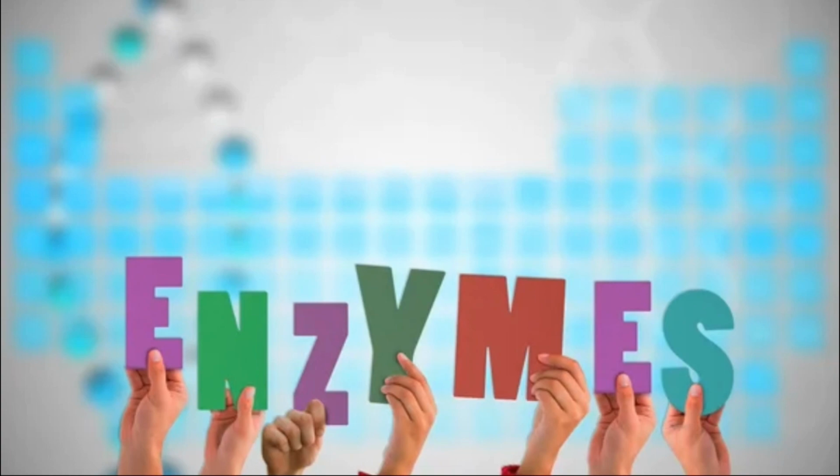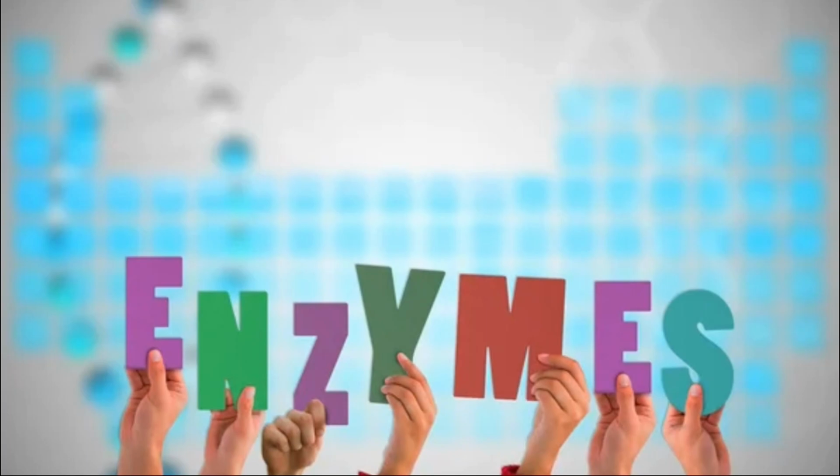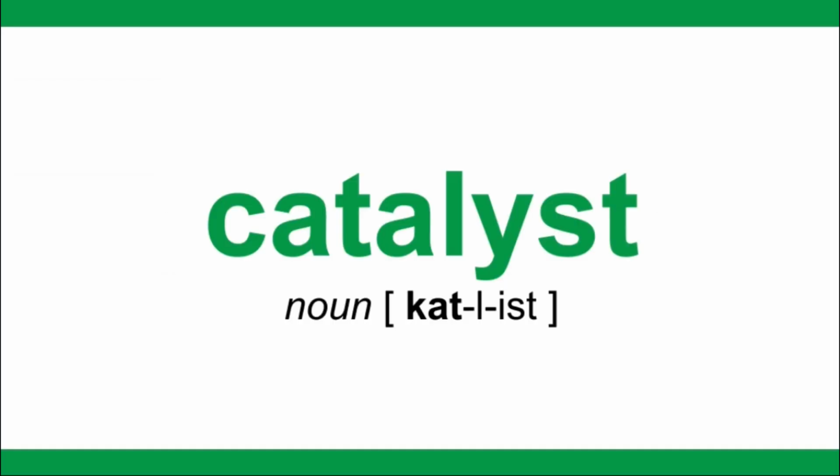Today, we are going to go over enzymes. Before we get into them, we need to understand some background information. Enzymes are a type of catalyst. A catalyst is a substance that speeds up a chemical reaction. Now, why is this important?